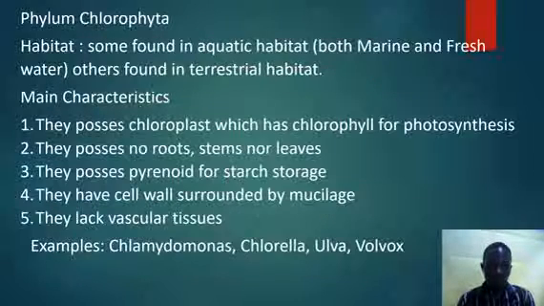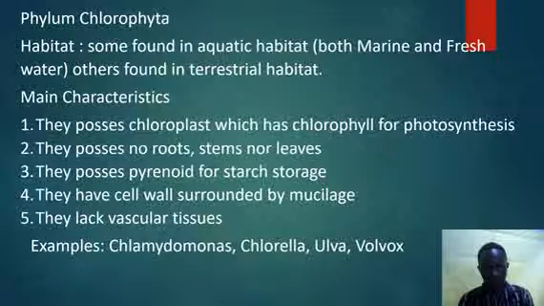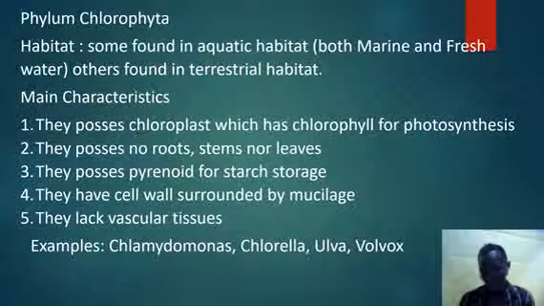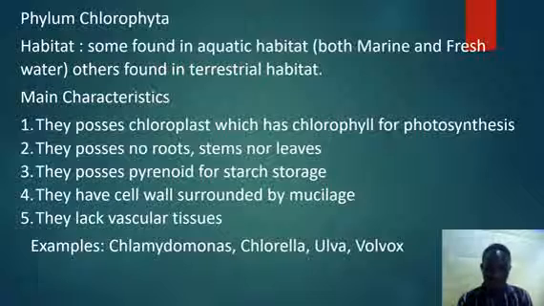So let us now look at phylum Chlorophyta. In this phylum we have organisms such as Chlamydomonas, Chlorella, Ulva, and Volvox. These are some organisms that we can find in this particular phylum of the kingdom Protista. They are normally found in aquatic and of course terrestrial habitats. For the aquatic, they are both marine and freshwater organisms.